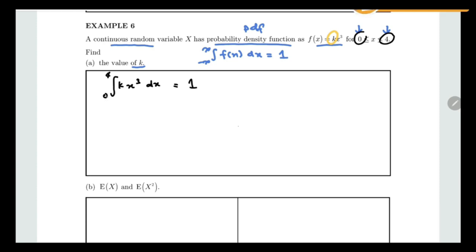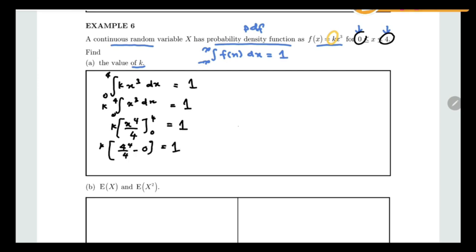Since we have k as a coefficient, we can take out the k. So we integrate x cubed dx from 0 until 4, equals 1. Integrating x cubed gives x to the power 4 over 4, with the k outside, and the limits from 0 until 4 equal to 1. Then we substitute the limits, which is 4 to the power of 4 over 4 minus 0 equals 1. Inside the bracket that gives 64. So we get 64k equals 1, then k equals 1 over 64. Okay, that is part A.